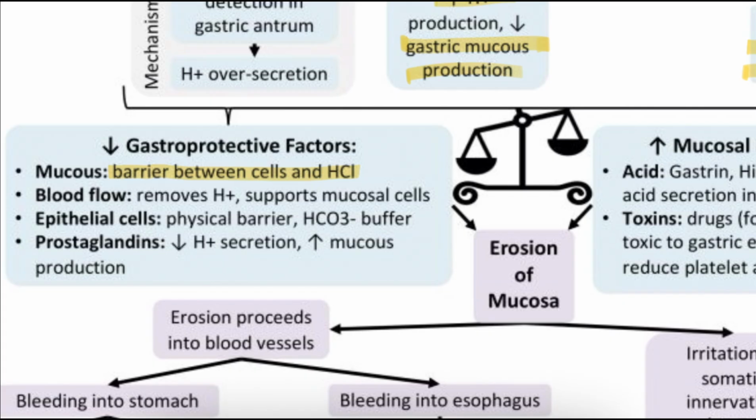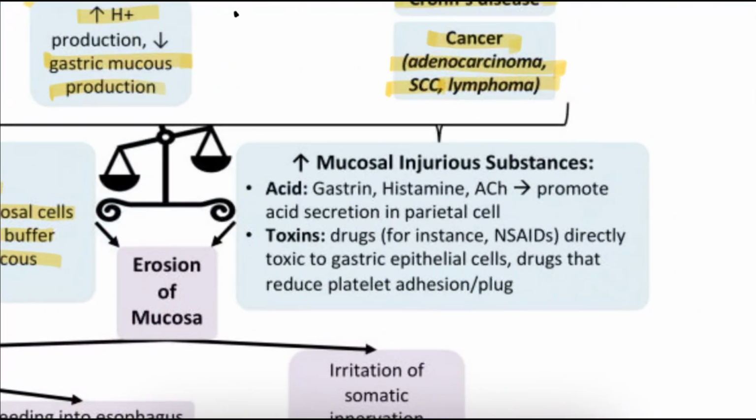Next we can see blood flow, that is it will remove the hydrogen ions and it supports mucosal cells. Next we can see epithelial cells, that is a physical barrier, and bicarbonate and buffers. Next we can see prostaglandins, that is reducing hydrogen secretion and increasing mucus production.